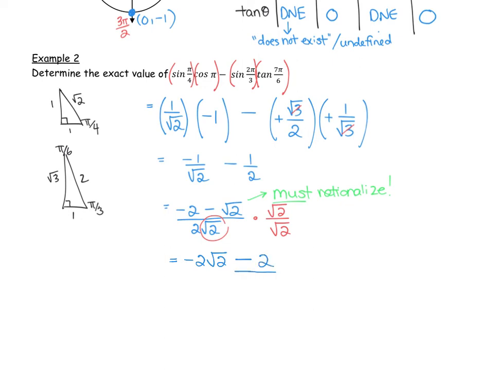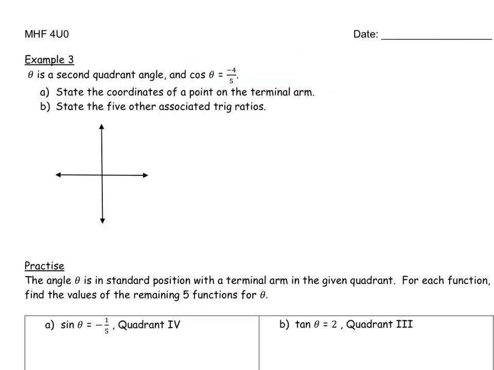there. And then on the bottom, I have 2 times root 2 times root 2. So that ends up being 2 times 2, which is 4. Okay, and again, now you can see that all of these three pieces are all divisible by 2, so things simplify just a little bit, and we end up with negative root 2 minus 1 over 2. Okay, so we're going to need to practice that simplifying just a little bit. And I have one more type of question that you will see.